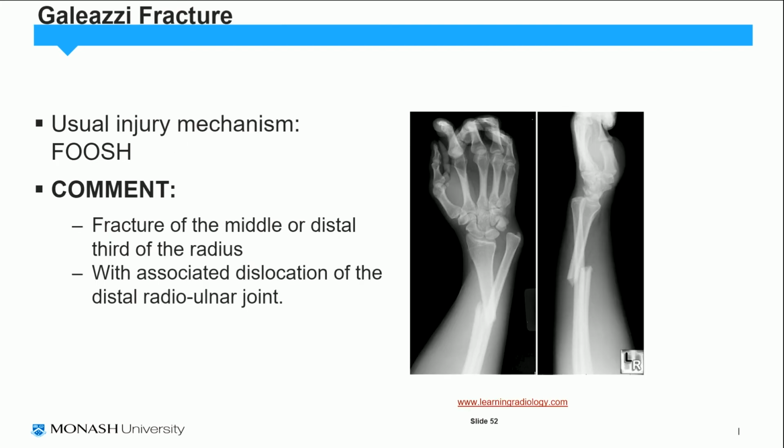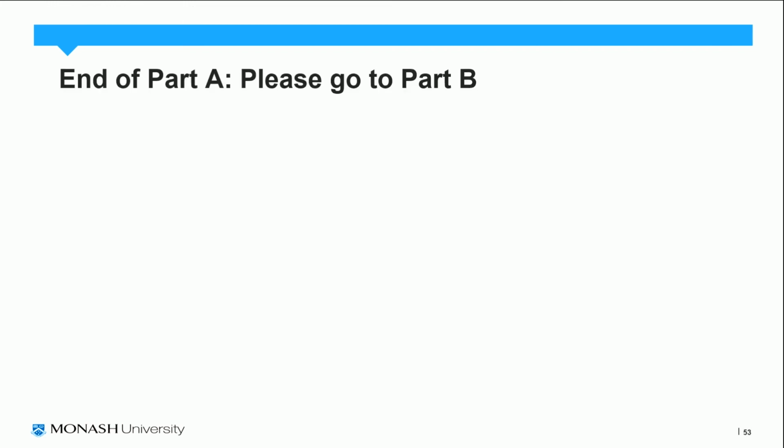So Galeazzi fracture, the main mechanism of injury is a fall on an outstretched hand, and here we now have a fracture of the middle or distal third of the radius, with an associated dislocation of the distal radio-ulnar joint. So with the Galeazzi fracture, it's really important that you scrutinize the wrist joint very carefully to see whether there is this associated dislocation of the radio-ulnar joint.